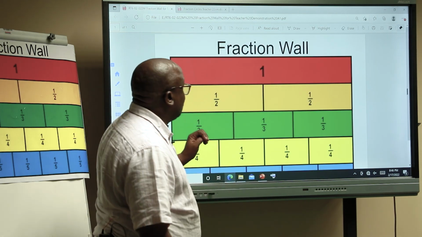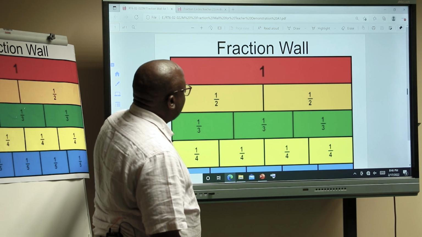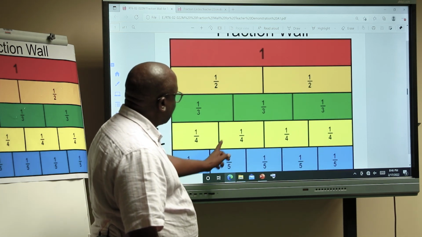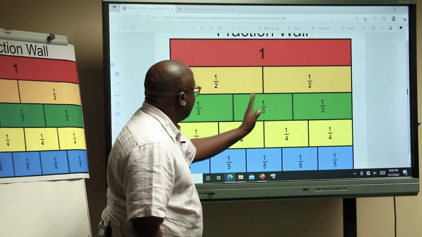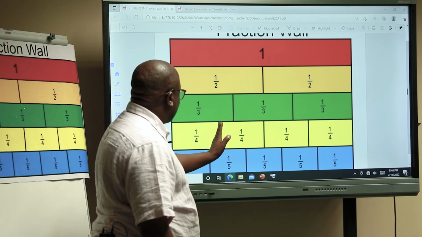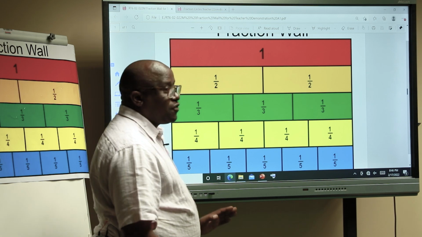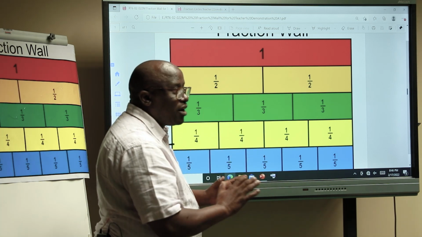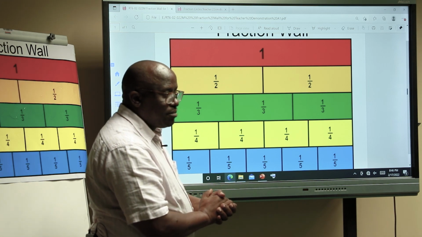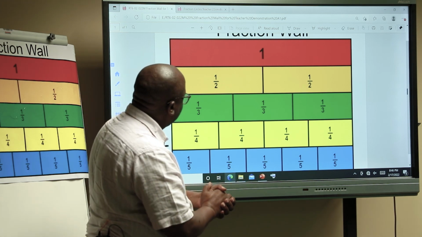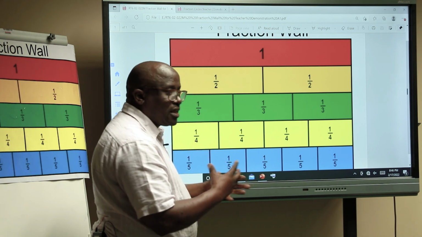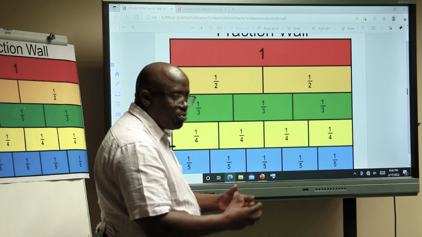Also, don't run away from using your fraction wall. It's a very important instrument in helping the learners compare fractions. They can see half is bigger than a third, a third is bigger than a quarter, a quarter is bigger than a fifth, and so on. You help them. As you build your concepts around these concrete objects, manipulatives, you will realize that your learners will start to appreciate and understand the fraction concept in a much better way.